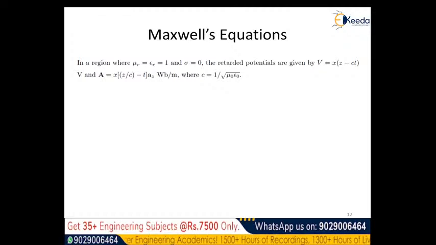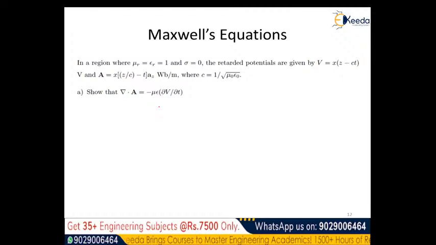We have three parts to answer. The first part is: show that del bar dot A bar is equal to minus mu epsilon del V by del t. Del bar dot of a vector quantity is just the representation of the divergence.